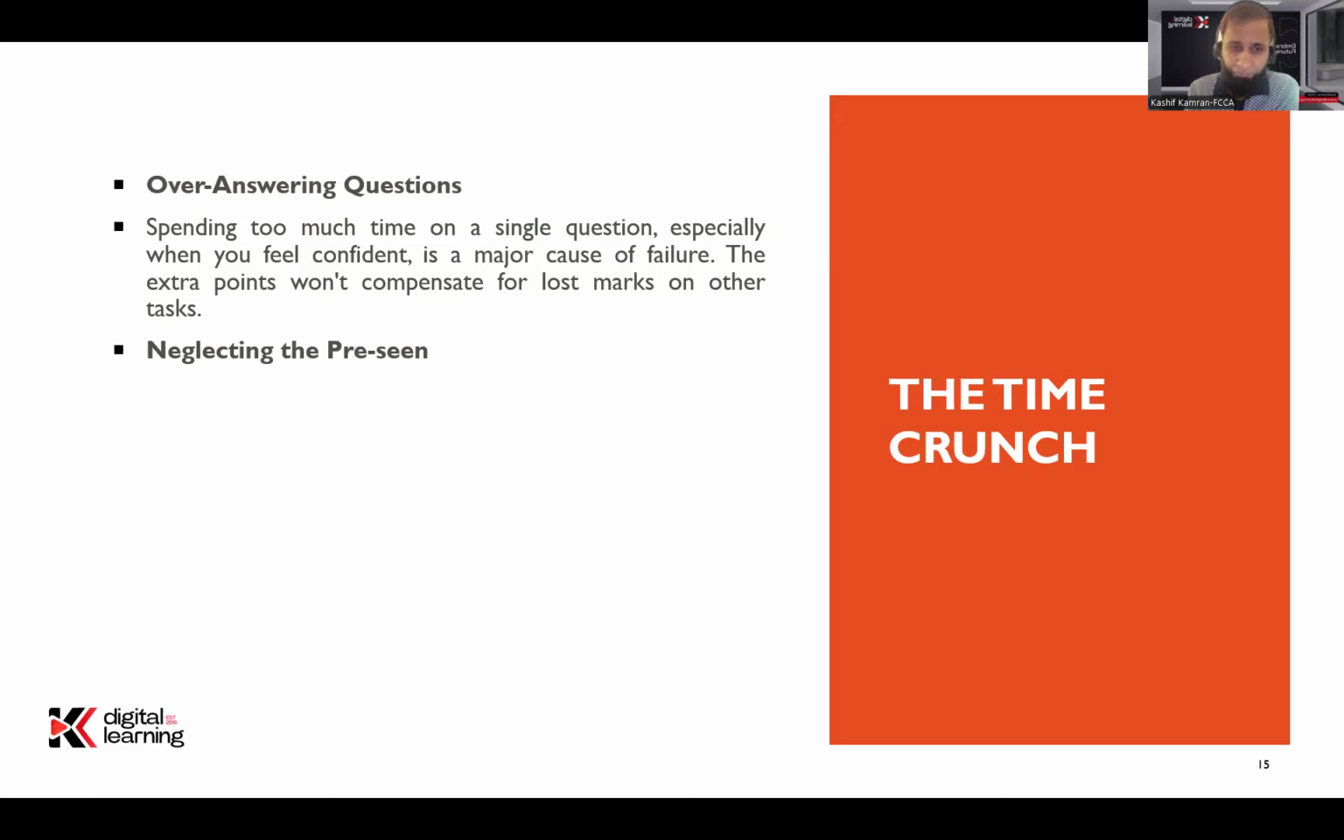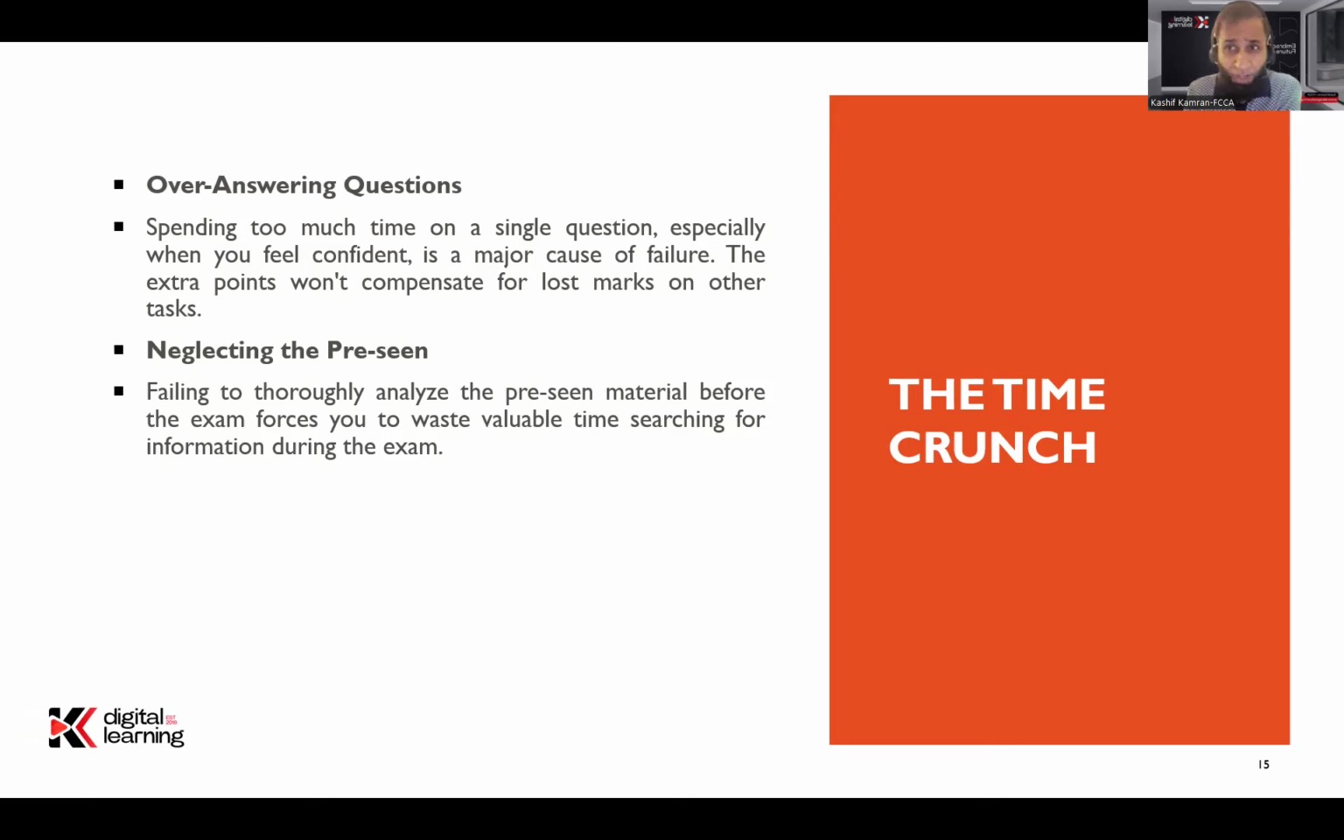Neglecting the pre-seen. Failing to thoroughly analyze the pre-seen before you enter the exam hall will waste a lot of time. The pre-seen comes 14 days before your actual exam, and all the tutors globally normally do a pre-seen debrief 7 to 8 days before the exam to familiarize you with it. Now, if you have less familiarity with the pre-seen, or you have not given it good time, on the day of the exam you will be wasting time going back to the pre-seen and reading it, which is a waste of time. Please ensure that on the day of the exam you are so familiar with the pre-seen that you're not even spending a single minute on it. You're not even thinking about opening the pre-seen. You should be so well versed with it.